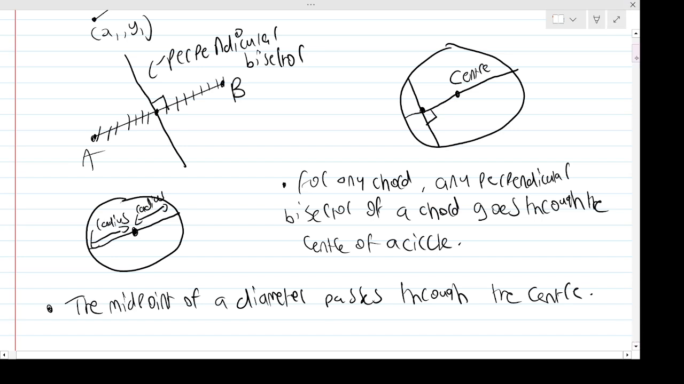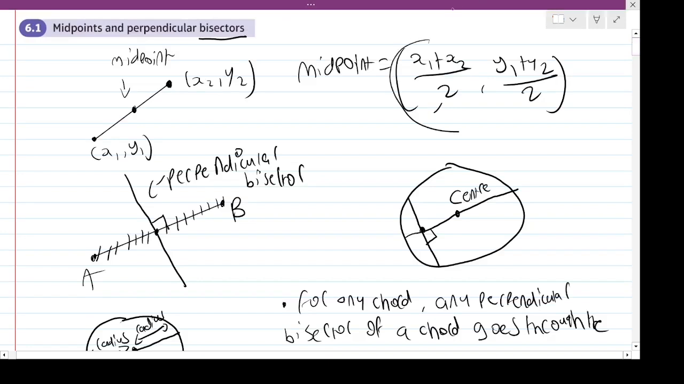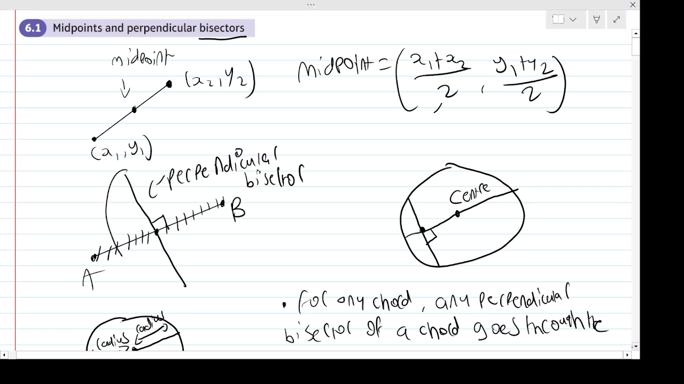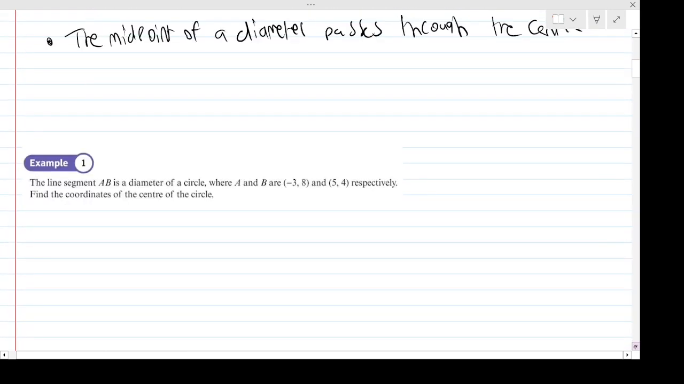So that's generally what we're going to be working with in this section. The idea of a midpoint is the average of the two x and the y values for 2 points. And the perpendicular bisector is a line that passes through the midpoint of a line AB and is perpendicular to it. So let's have a look at some examples then.